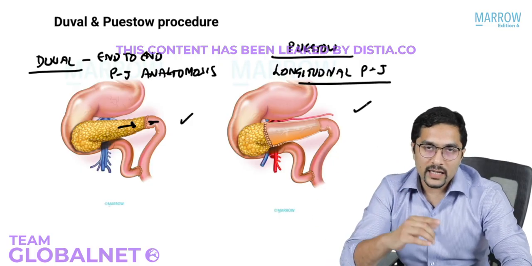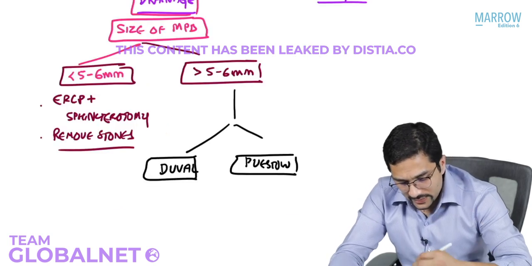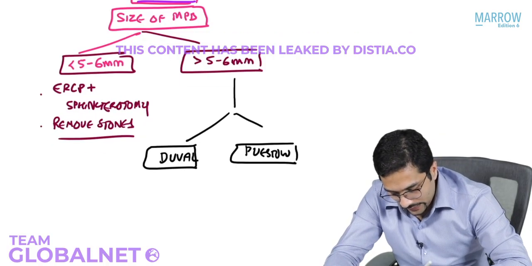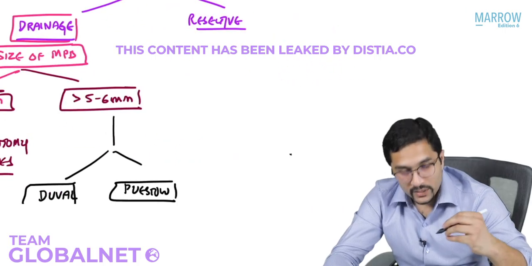End to end is Duval and side to side is Puestow's method. So these are the two drainage procedures which can be carried out. Now sometimes pancreatitis can be limited to a particular segment.